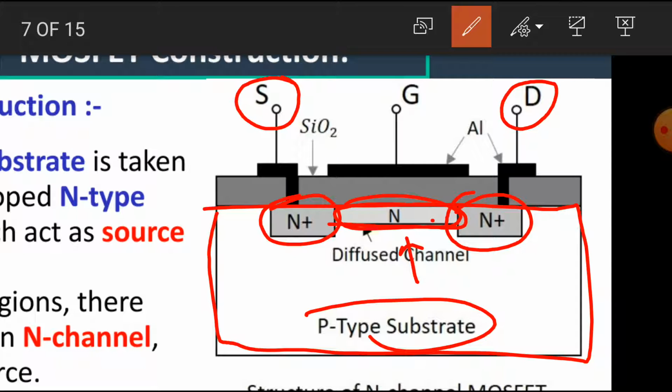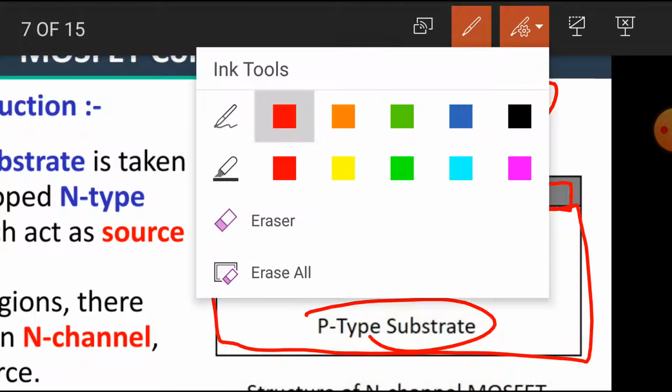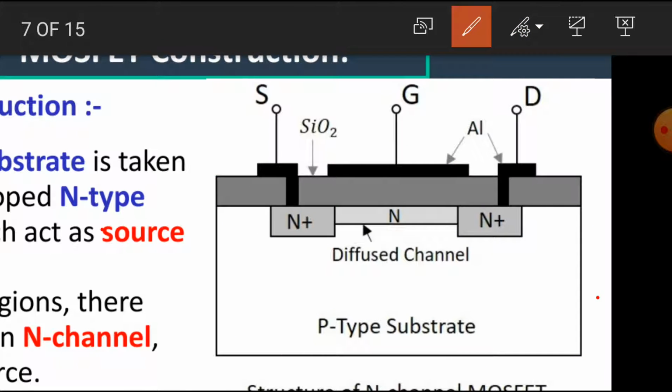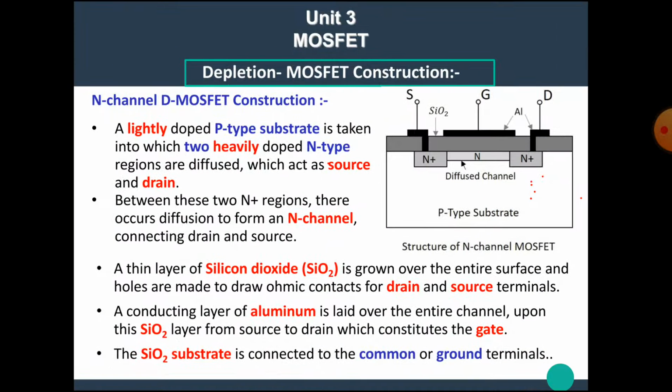On this structure, a thin layer of SiO2 material is placed, above which the aluminum layer is placed to make the gate terminal. This is the basic construction of the N channel D MOSFET. I hope you all understand it.